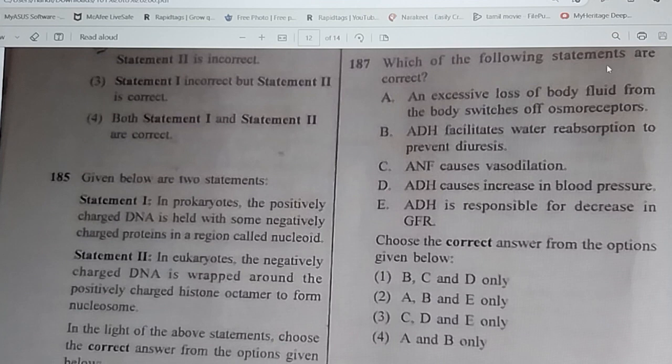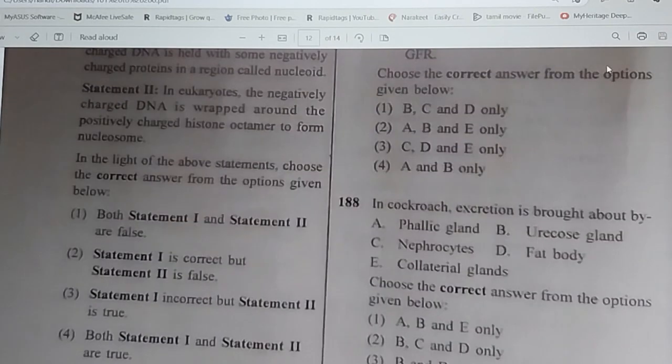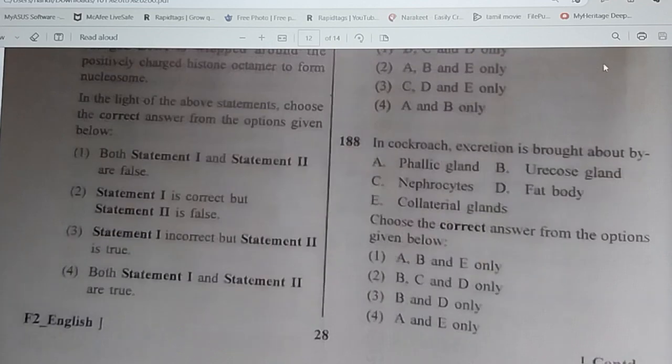187. Which of the following statements are correct? An excessive loss of body fluid from the body switches on osmoreceptor. And then ADH facilitates water reabsorption to prevent diuresis. ANF causes vasodilation. So 187 is option B. A, B and E are correct. 188. In cockroach, excretion is brought about by, of course, uricose gland, nephrocytes and fat body. B, C and D, which is coming in option B.